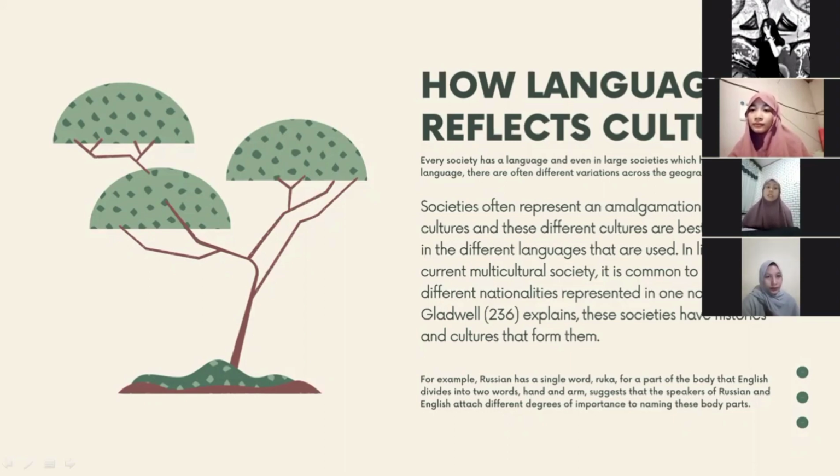Now we can conclude that some languages have words for things that others do not. And most languages divide up and name the world differently from one another. Let's take the example of how different cultures name body parts. For example, Russian has a single word, ruka, for a part of the body that English divides into two words, hand and arm. This suggests that speakers of Russian and English attach different degrees of importance to naming these body parts. Thank you. That's all from me.